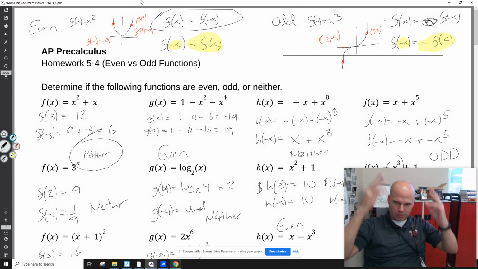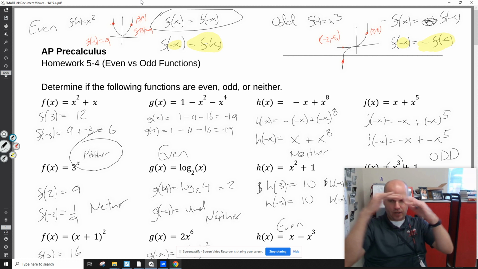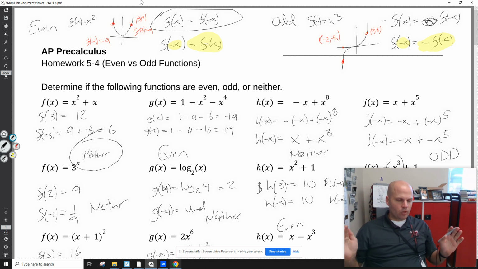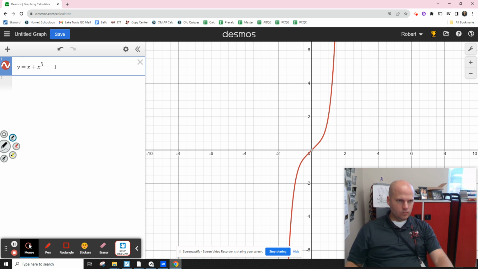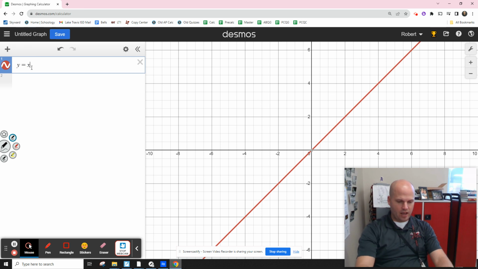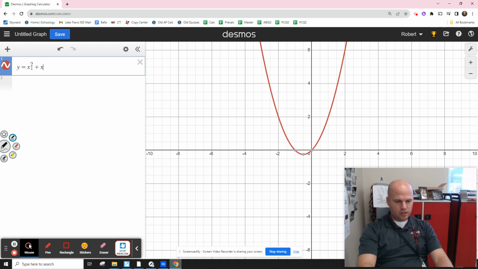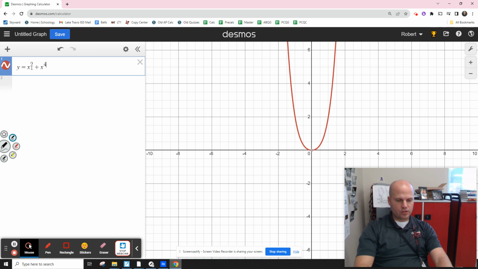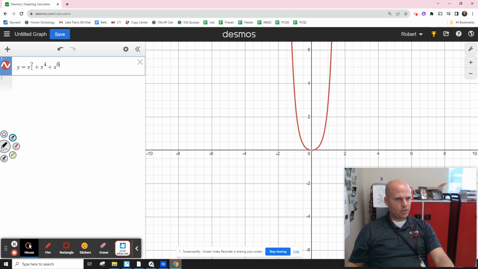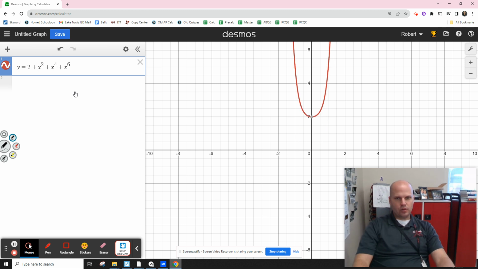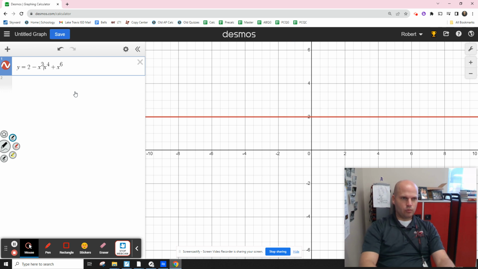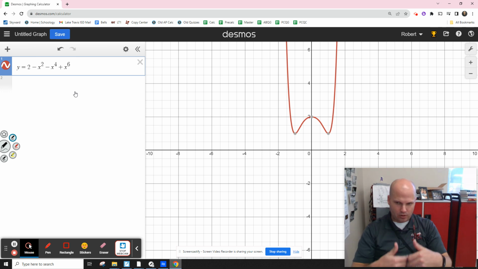You can add 1 or subtract. You can add numbers and subtract numbers. You'll still have the symmetry about the y-axis. So again, let's say I have x squared plus x to the 5th, not even. But if it's x to the 4th, and we have all these even powers, we're going to be even as a function. If you add numbers, we're still good. If you have minuses instead of pluses, we still have that symmetry. Even powers, even functions, symmetrical about the y-axis.